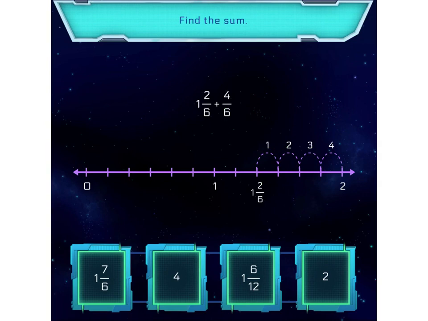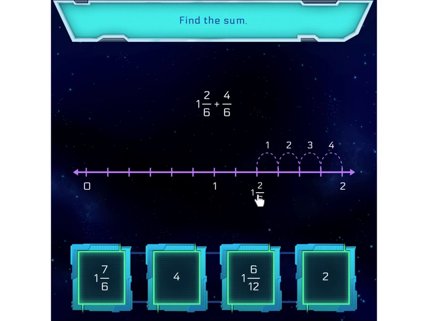We're going to start with 1 and 2/6. So on my number line, you can see from 0 to 1, there should be 6 equal parts. Let's count: 1, 2, 3, 4, 5, 6 equal parts, which defines our sixths. So this one's going to start at 1 and 2/6, which happens to be right here. We're going to add an additional 4/6.